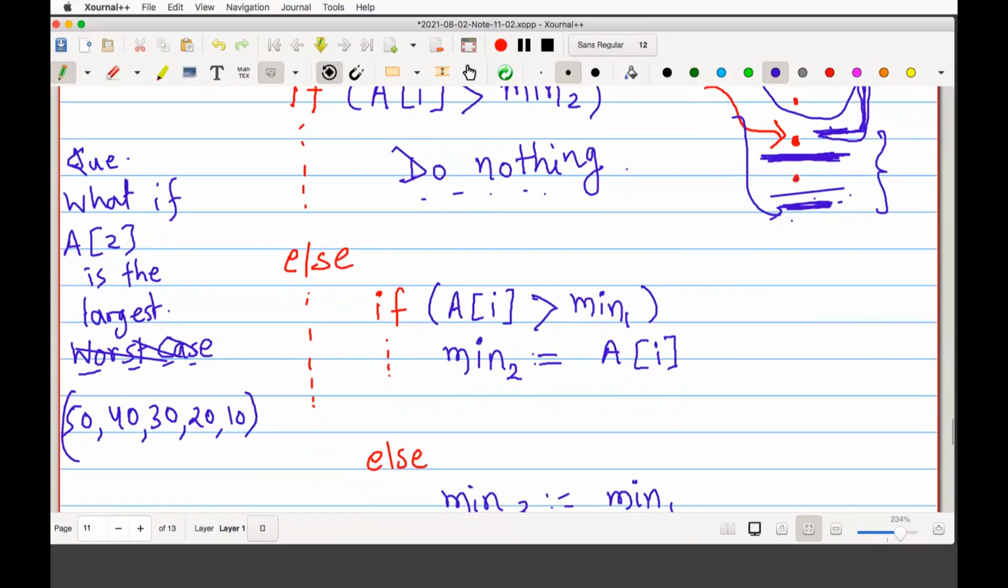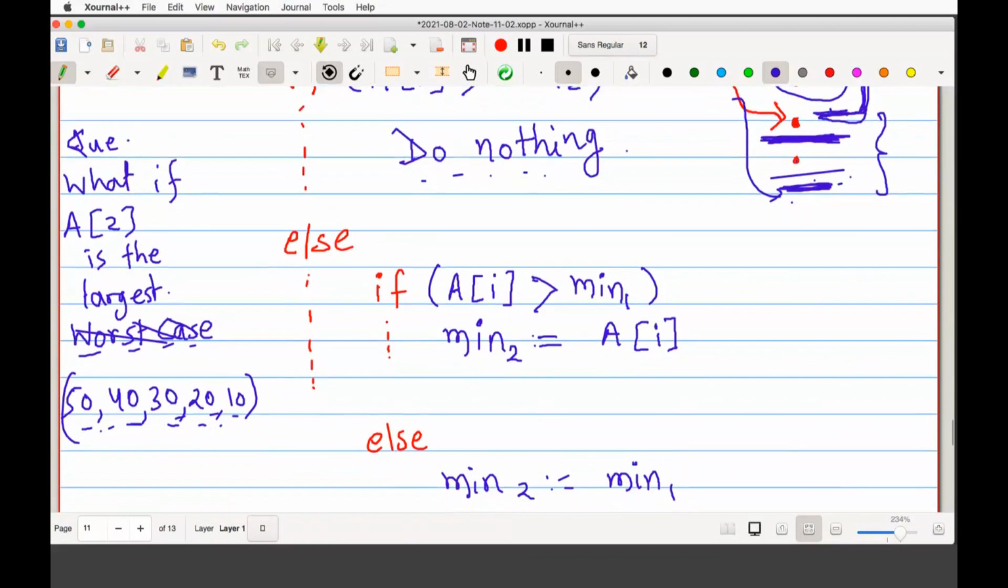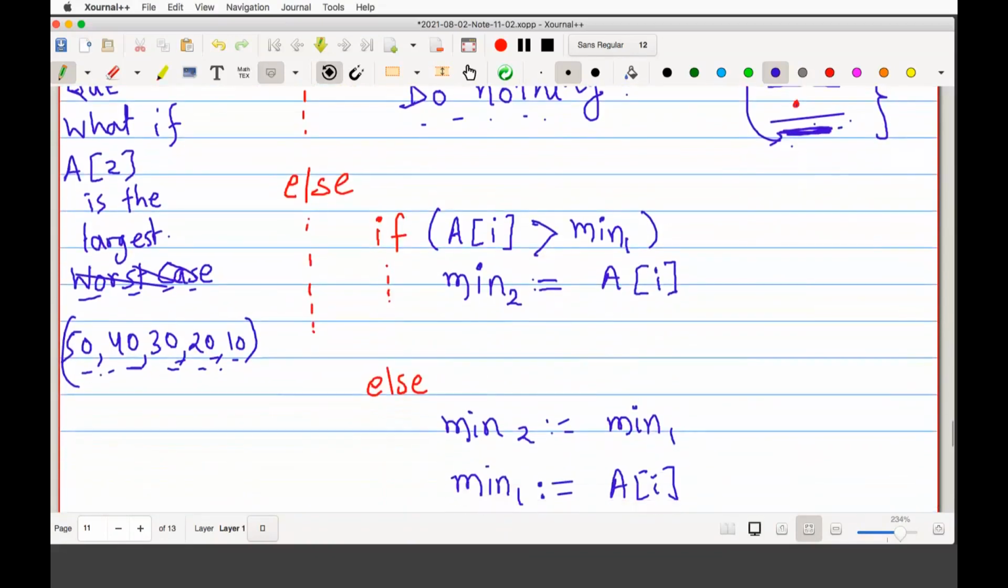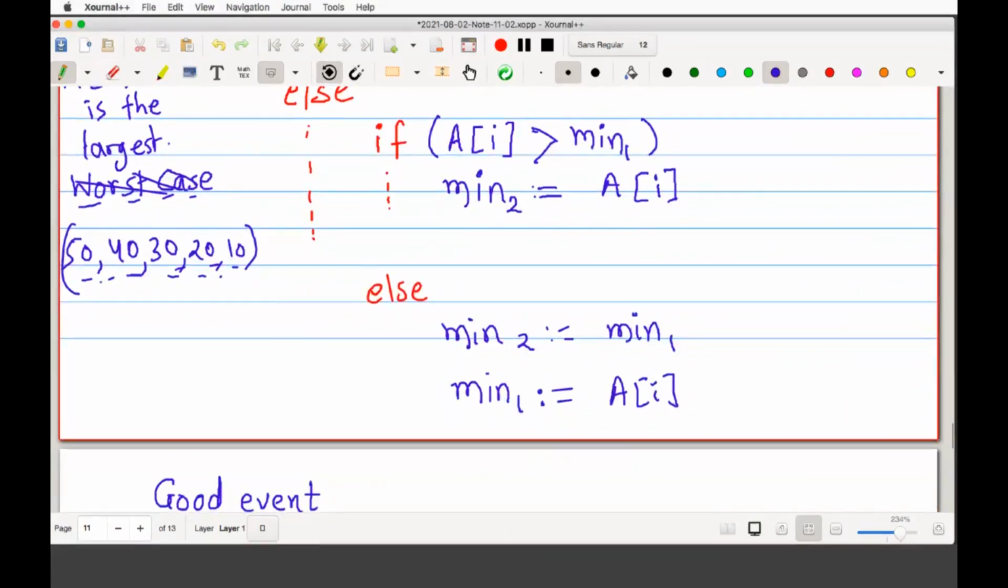But that's a very low probability event, right? 1 by n factorial. So anyways, I think we can say something with certainty when we do a close analysis, right?